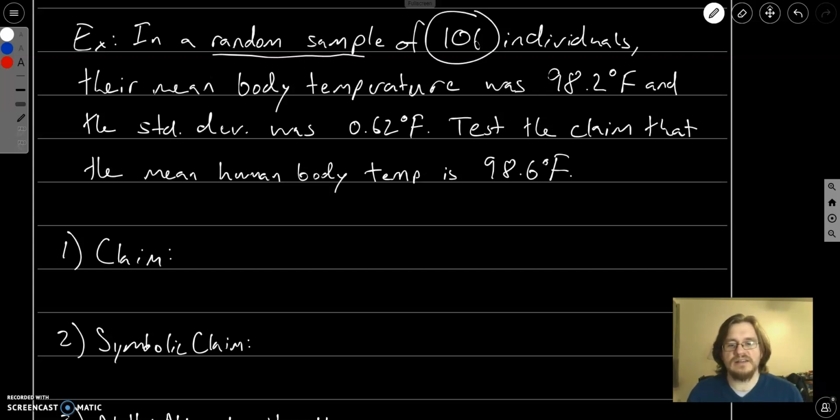Another thing is that in this example, they don't tell us what the significance level is. So just as a rule of thumb, I'm going to use alpha is equal to 0.05. We could use a smaller alpha, and we can compare at the end to see to what level of significance we can say.